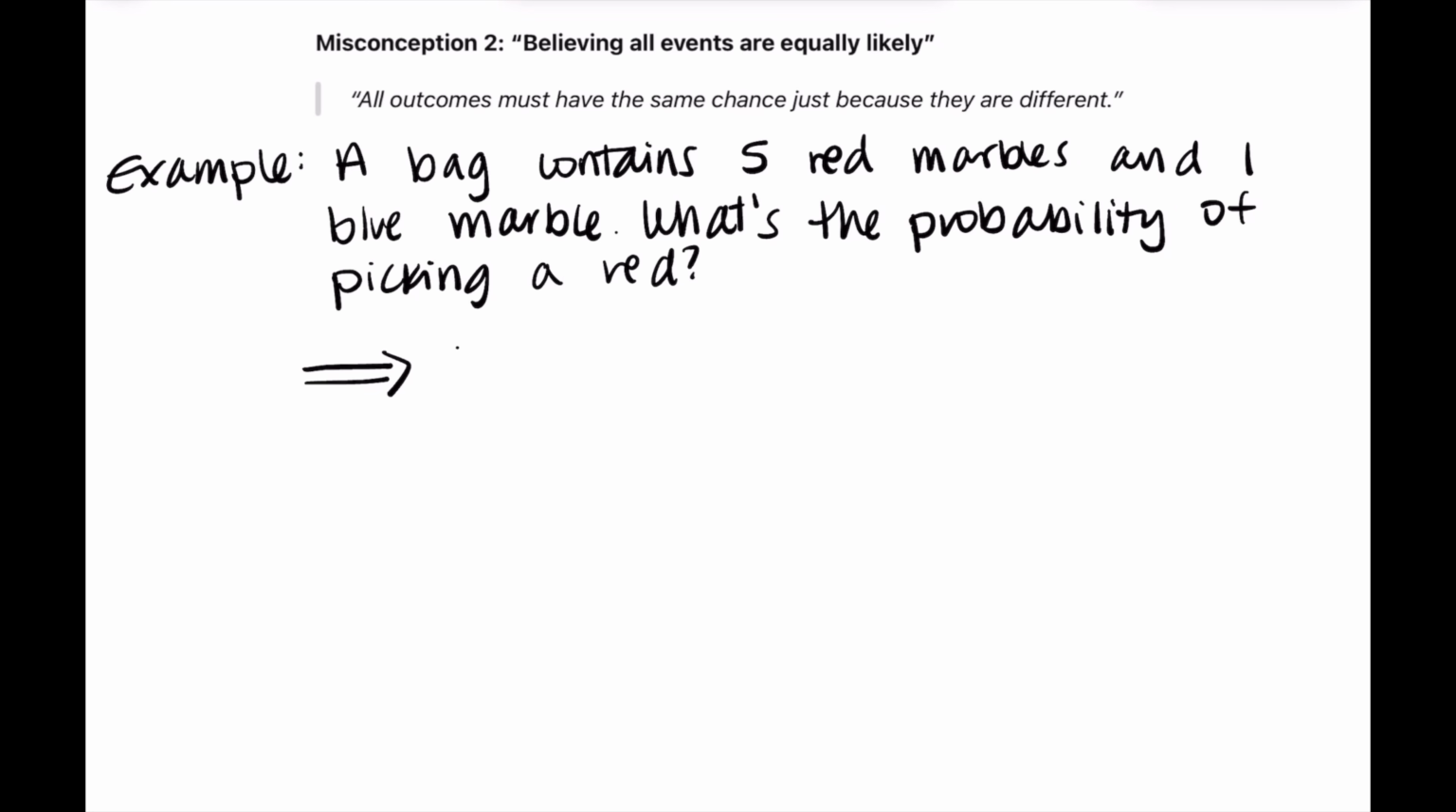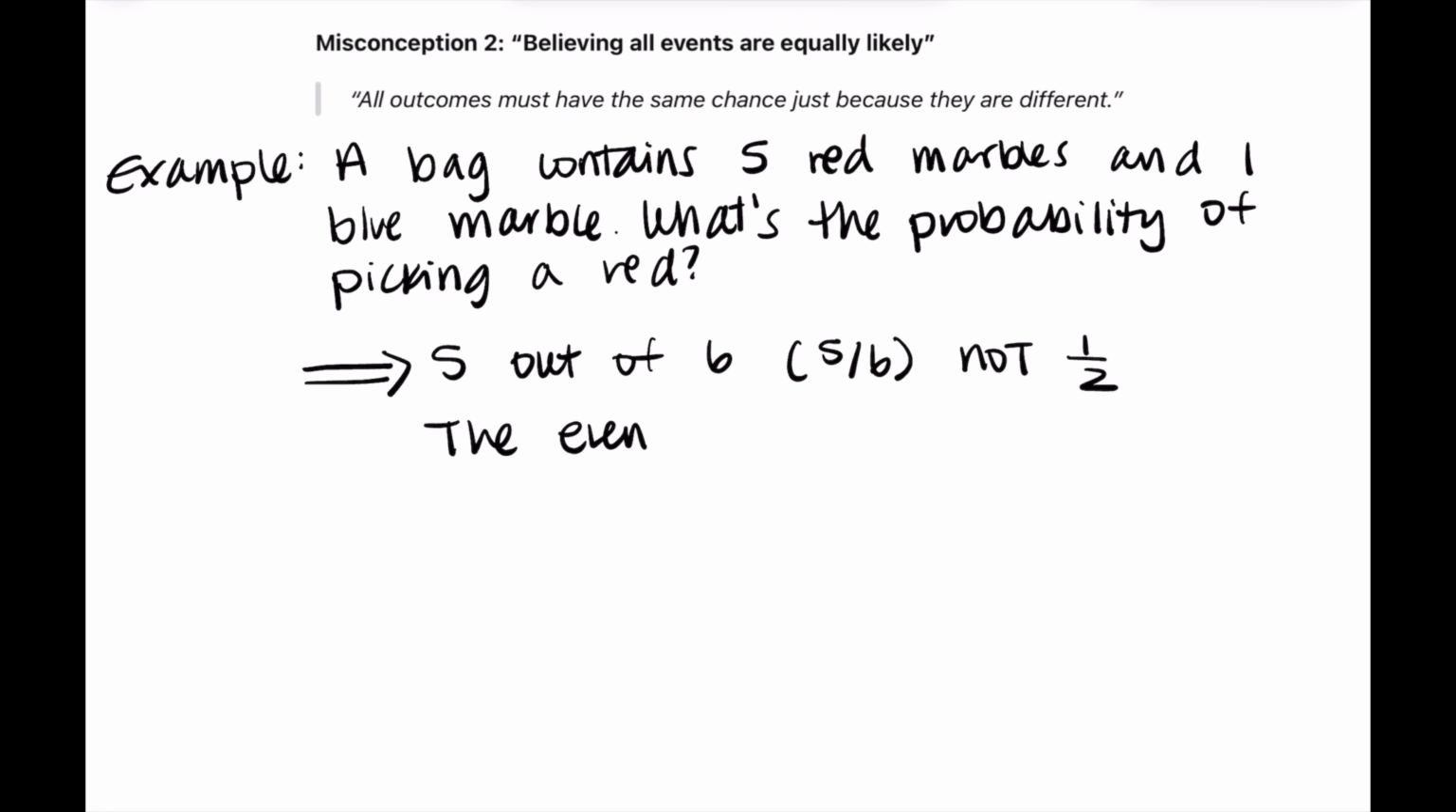Misconception number 2 is believing that all events are equally likely. So all outcomes must have the same chance just because they're different. An example of this would be a bag contains 5 red marbles and 1 blue marble. What's the probability of picking a red?